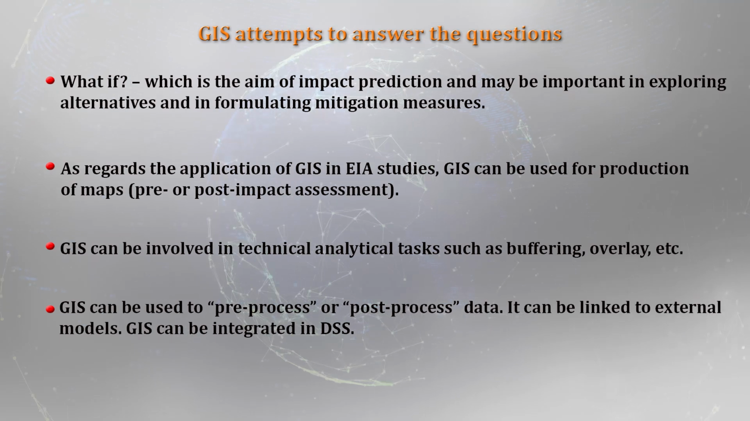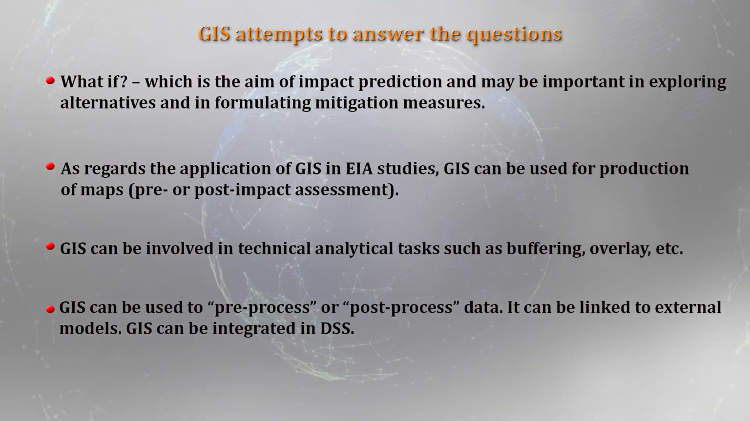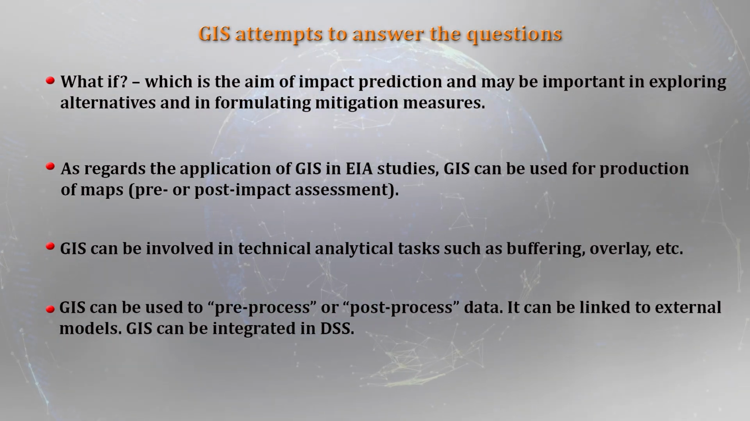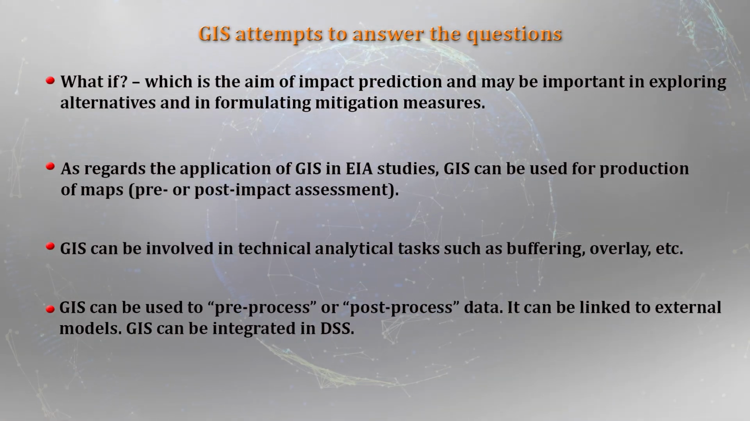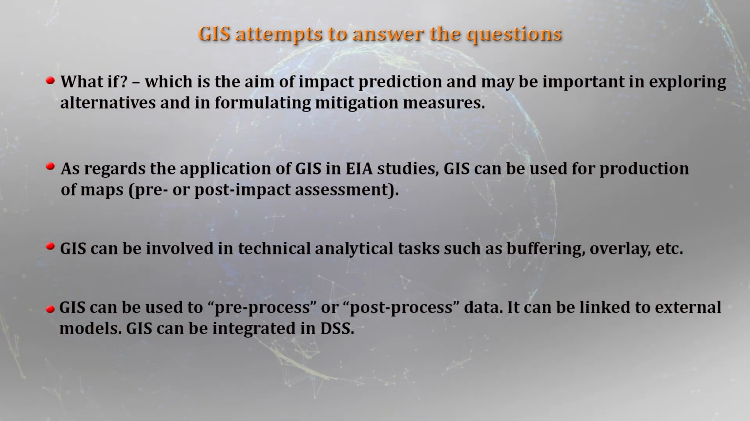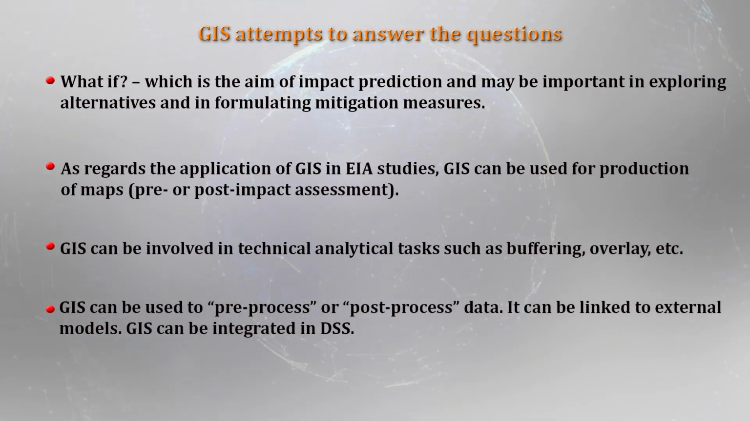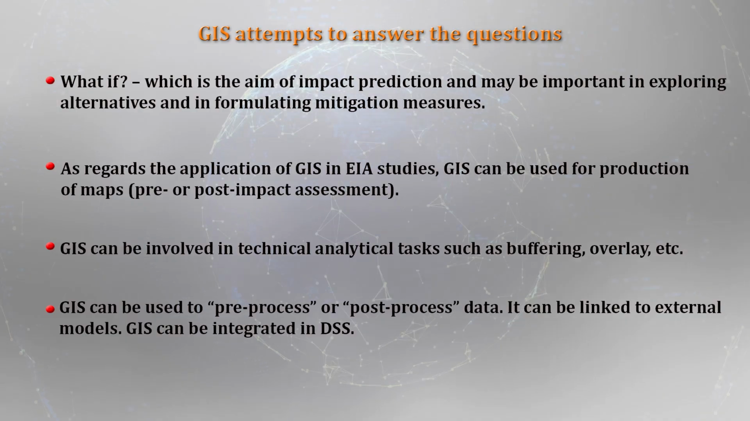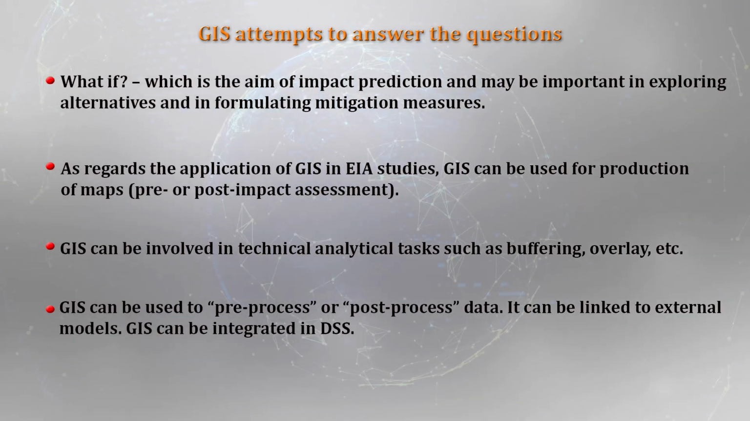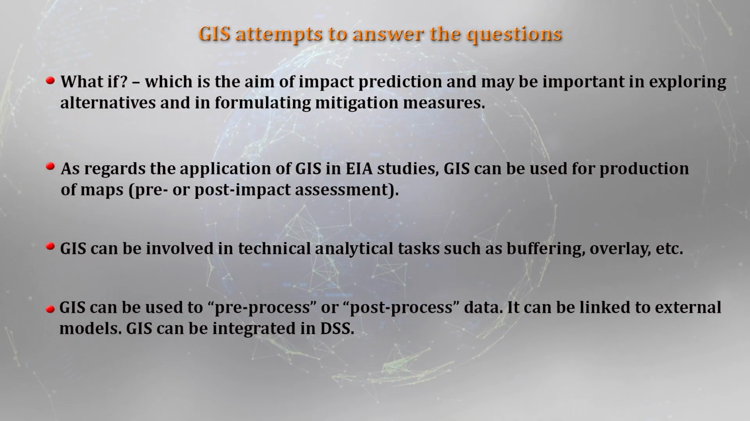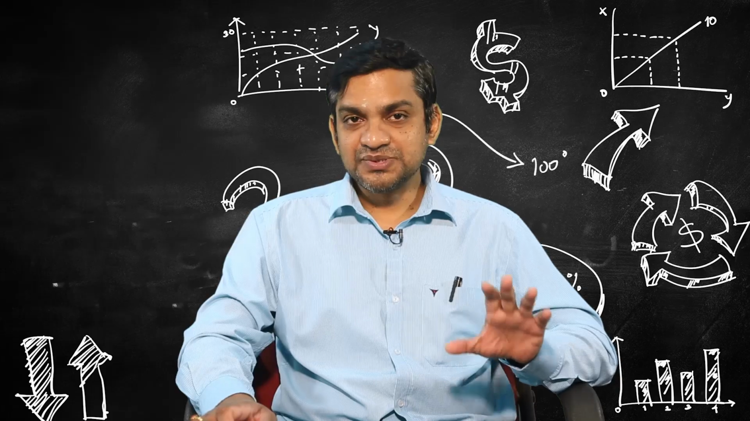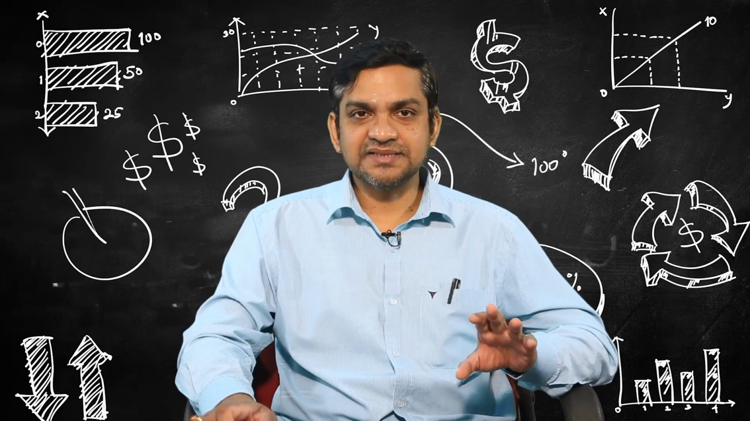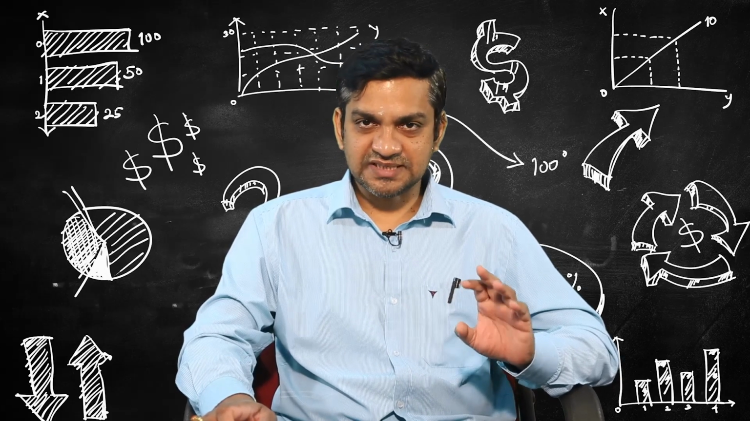And the next two applications, if you look at it, is that GIS can be used to pre-process data or post-process data. In that sense GIS can be linked with any kind of external models. When I talk about models, I am talking about GIS being integrated in the decision support system, kind of an expert system. It can be very well built into the decision support system. So, GIS has a lot of applications as far as environmental impact assessment is concerned.